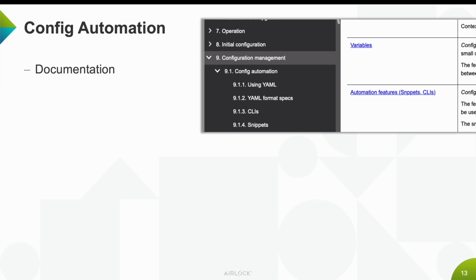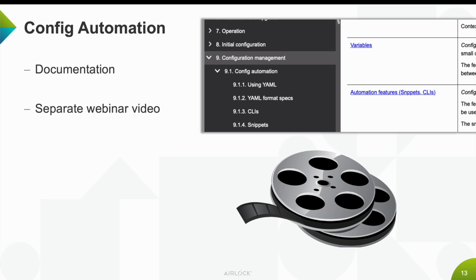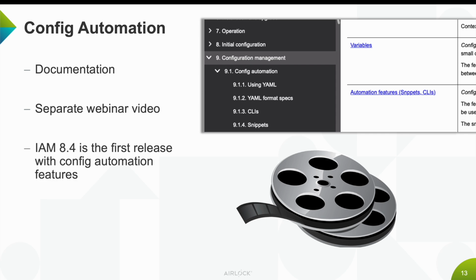So to get more information about config automation features, please consult our documentation. In the chapter Configuration Management, there's a subchapter Config Automation, which gives you all the information that you need. Then there's also a separate webinar video on config automation, which tells you in detail how the YAML format is made up, how to use and how to create snippets, and also how to manipulate YAML files using scripts.